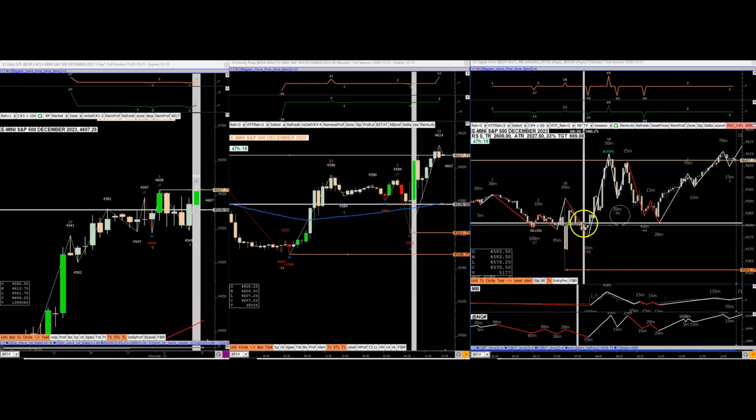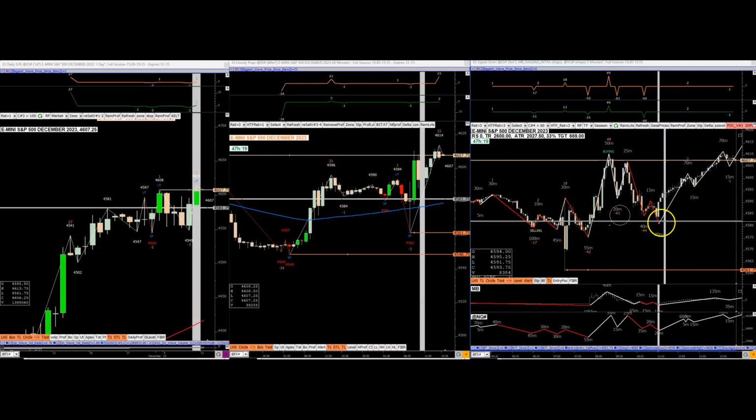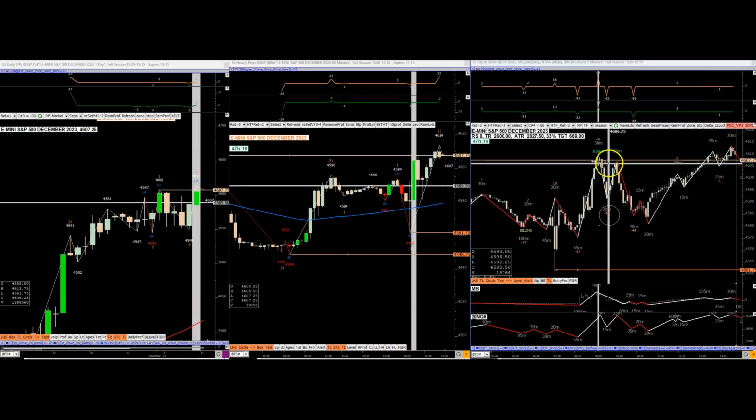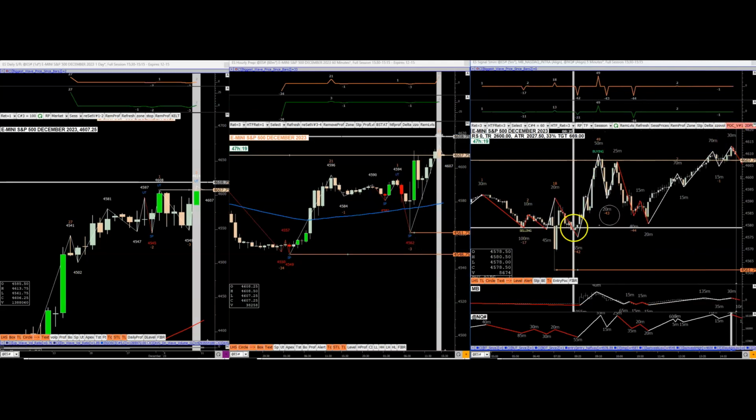That's where the original buyers, the demand zone, come in and say, all right, let's step in, because the sellers already got their move. They're exhausted. Let's step in.